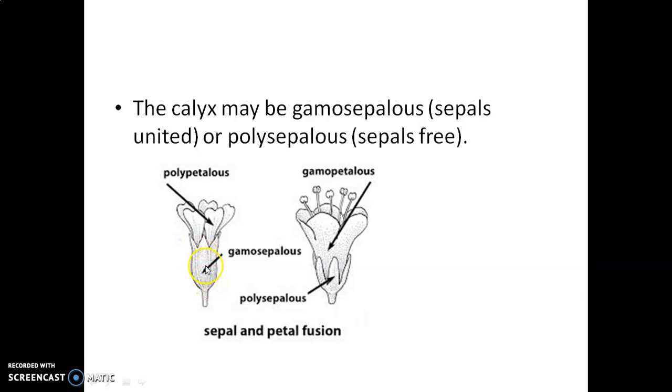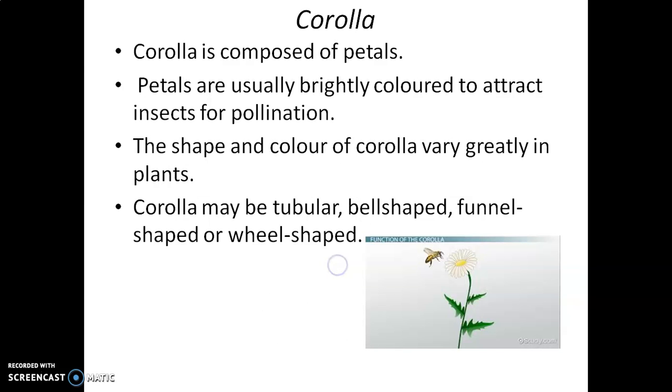Now we are discussing these sepals, and they may be gamosepalous or polysepalous. See, gamosepalous means sepals are united. So it is very clear from this diagram, all the members of calyx are united, and this condition is termed as gamo. Here the sepals are united, that's why we can call it gamosepalous. And here polysepalous. Polysepalous means sepals are free. You can collect the individual sepals from here. That is polysepalous. Clear?